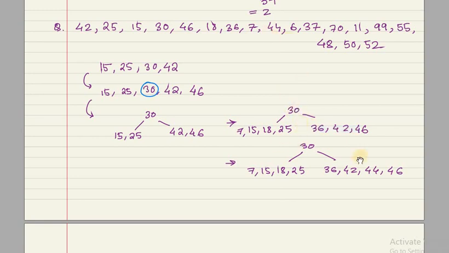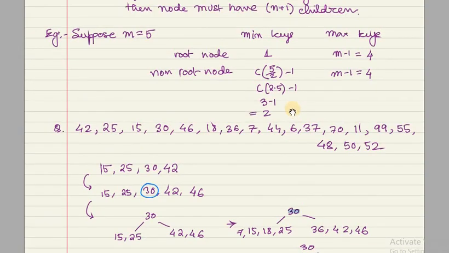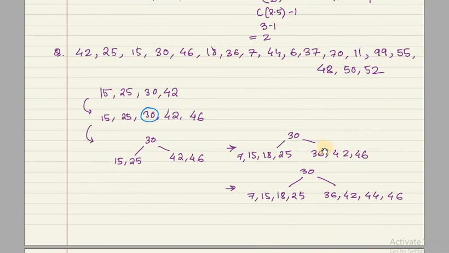So whenever a new element comes, you cannot directly put it in an intermediate node. You always have to put it in a leaf node. That's why we are putting it here. If we are having 36, we are not trying to put 36 with 30, because otherwise another rule will be broken, which we are going to discuss again. That is, if we have n keys, then we must have n plus 1 children. If a non-leaf node has n keys, then it must have n plus 1 children. So a lot of things get violated.